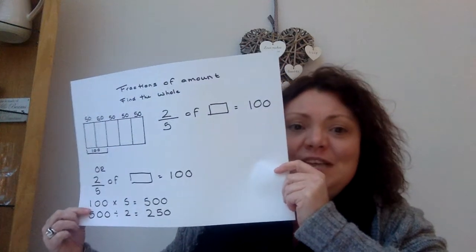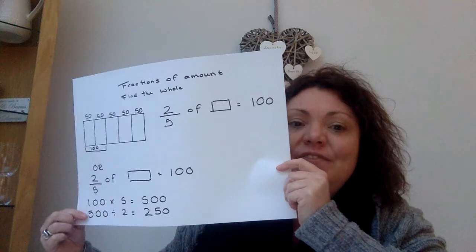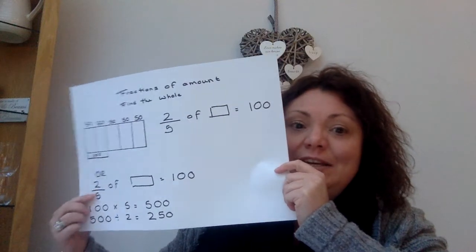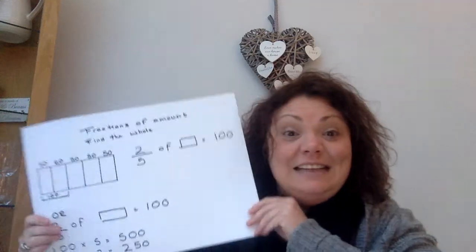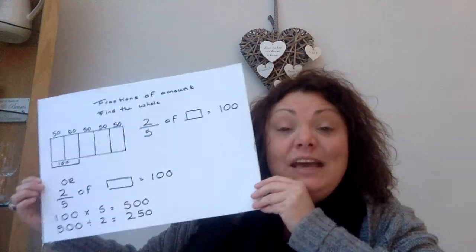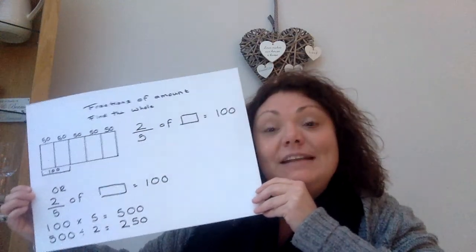Oh, 100 times 5 is 500. And then you'd say 500 divided by 2, divided by that numerator, is 250. And we get the same answer doing it that way. I hope that makes sense, okay? So you could do it either way to help you. Shall I show you another example?